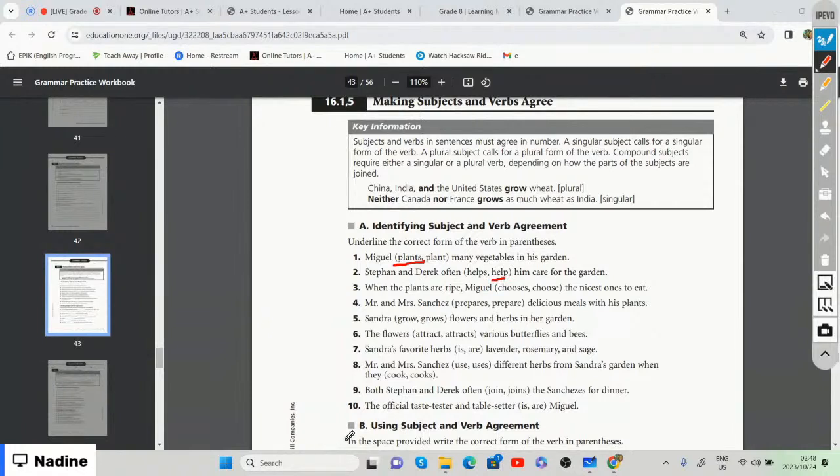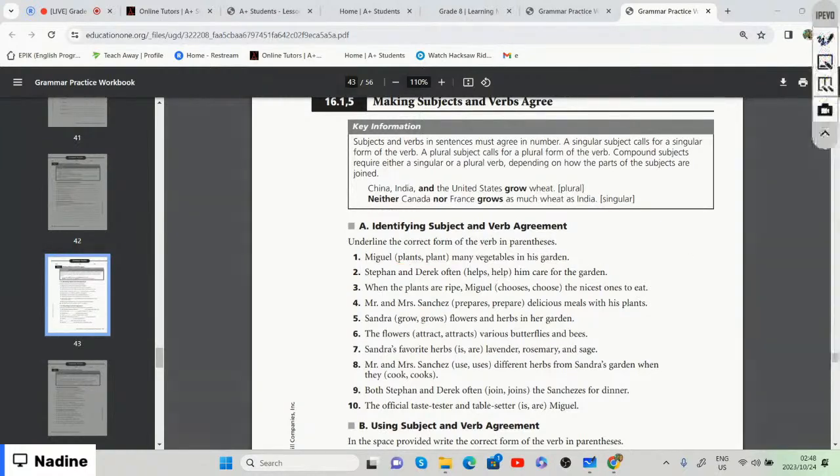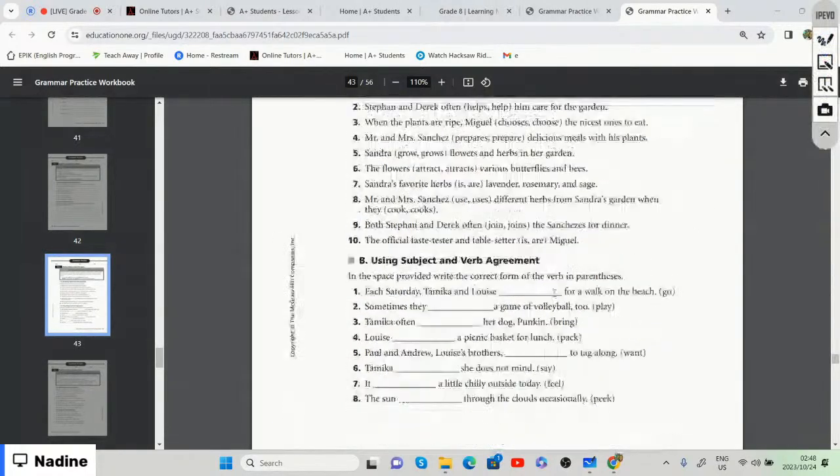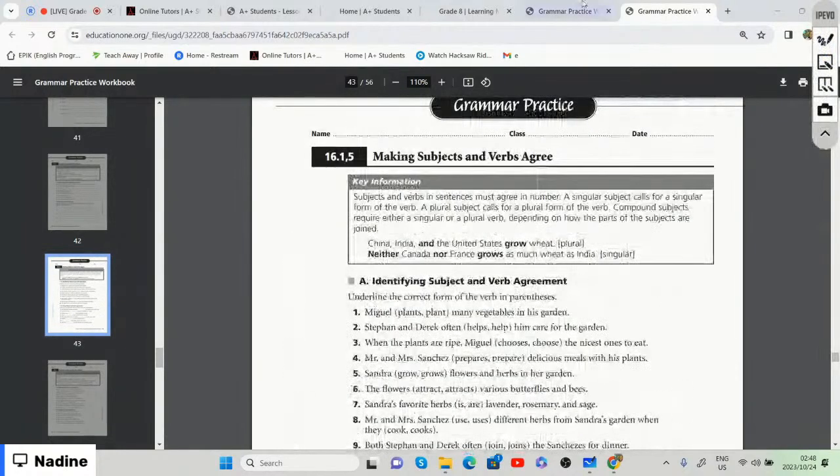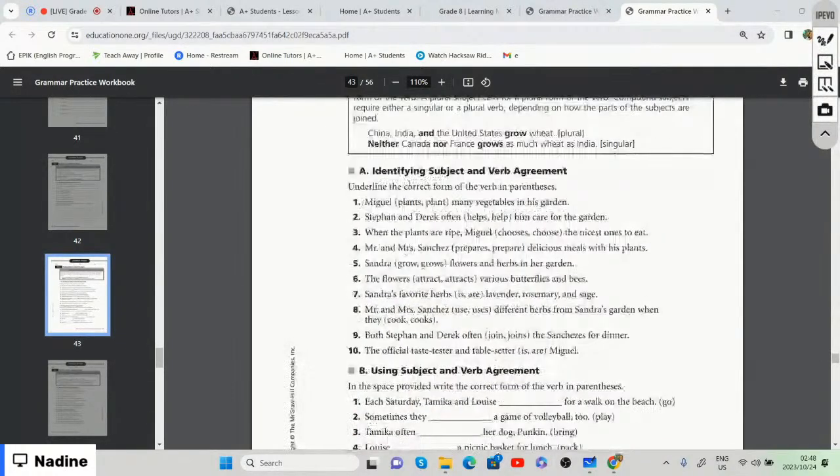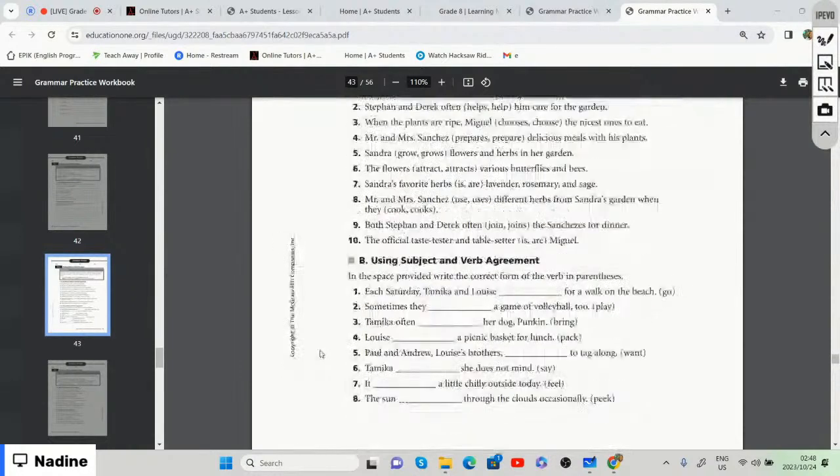All right, so this is making subject verb agreements on page 39 in the grammar practice workbook under language arts grade 8 on aplusclasses.ca. You can complete the rest of it. There's A, to identify subject verb agreements, and B, to use subject verb agreement, right? And there they gave us a specific word in brackets.